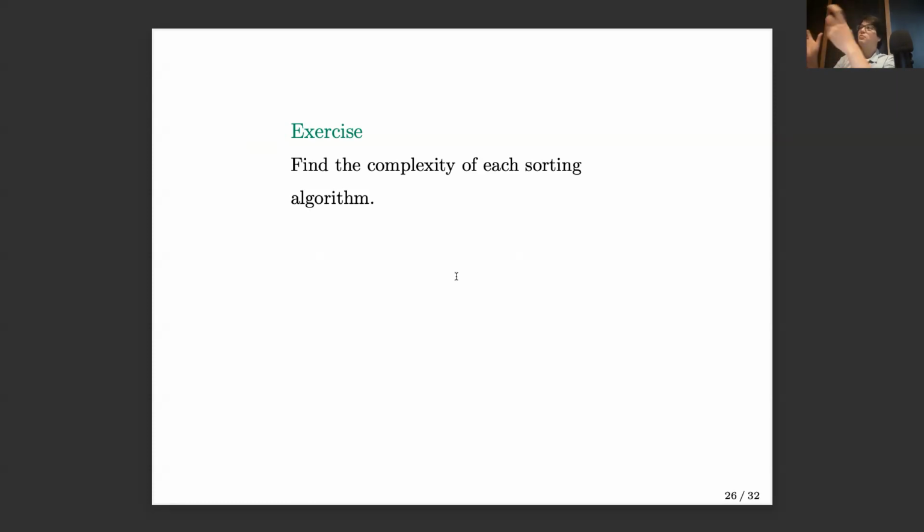Selection sort. What's the complexity of finding the largest element of a list? N. Right? At worst, you have to traverse the whole list. How many times do I have to do a selection to sort a list?